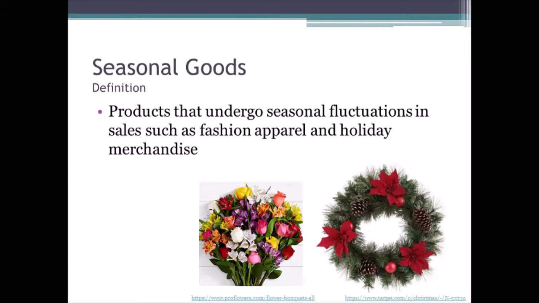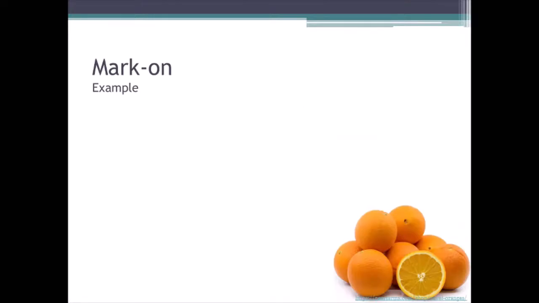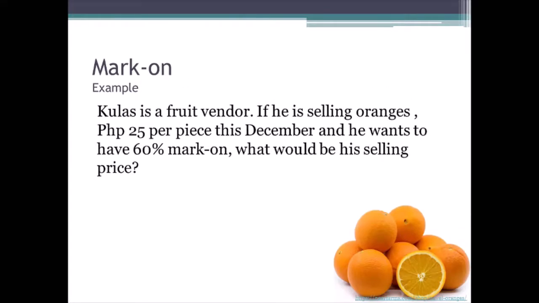Let's have an example. These examples usually are seasonal, or there is a shortage or a holiday. Every Christmas, there are lots of round fruits. Example, Kulas is a fruit vendor and he is selling oranges for 25 pesos per piece. Every December, the sales of these round fruits are very high. So he decided to put a 60% mark-on. What would be his selling price?